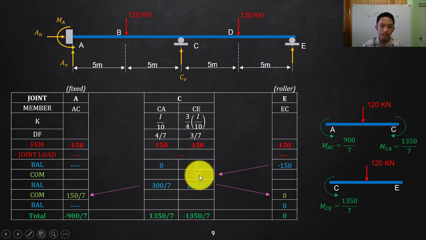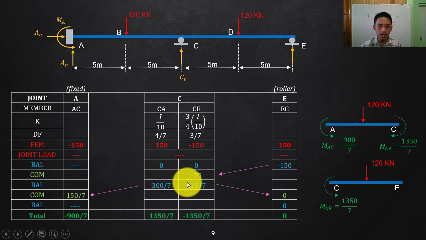Okay? So summate this one, the total on the joints. Distribute that one by multiplying it with this distribution factor. Balance that one, but again, opposite sign. This is a negative 75, so make it positive and then multiply 4 over 7. That will be 300 over 7. Again, positive 75, make it positive since we are balancing, multiplied by 3 over 7 is 225 over 7.